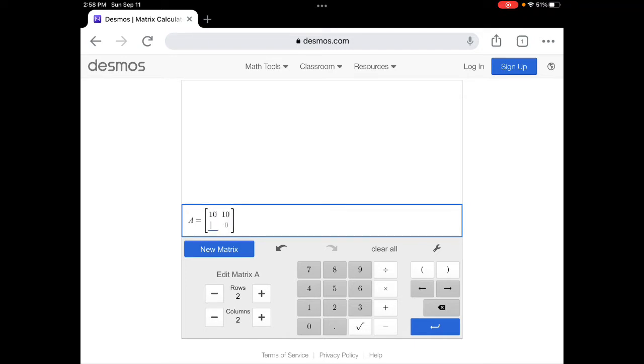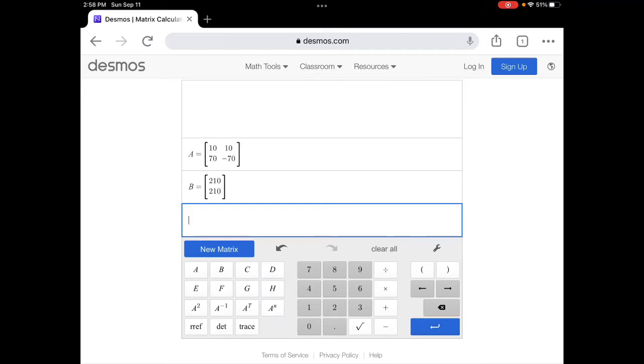So it looks like I'm going to need a 10 and a 10 for my matrix A, 70, and a negative 70. And then my matrix B is going to have the same two numbers. Again, is this going to be okay? It is, as long as we do the magic formula. Remember, the magic formula is A inverse, say it with me, A inverse times B. And out pops 12 and 9.